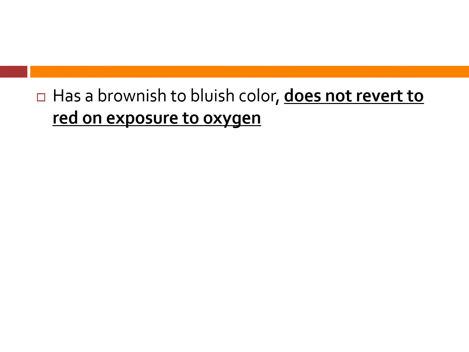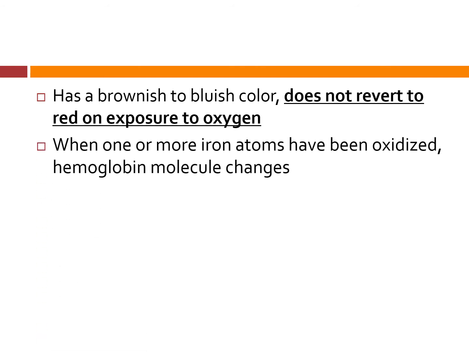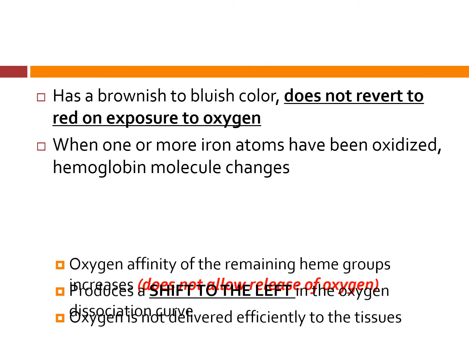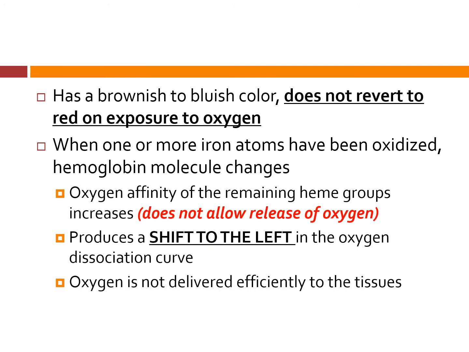The color of this kind of hemoglobin is brownish to bluish. And this particular hemoglobin does not revert back to red on exposure to oxygen. When one or more iron atoms have been oxidized, the hemoglobin molecule changes. So what are the changes that will happen? Number one, the oxygen affinity of the remaining heme groups increases.